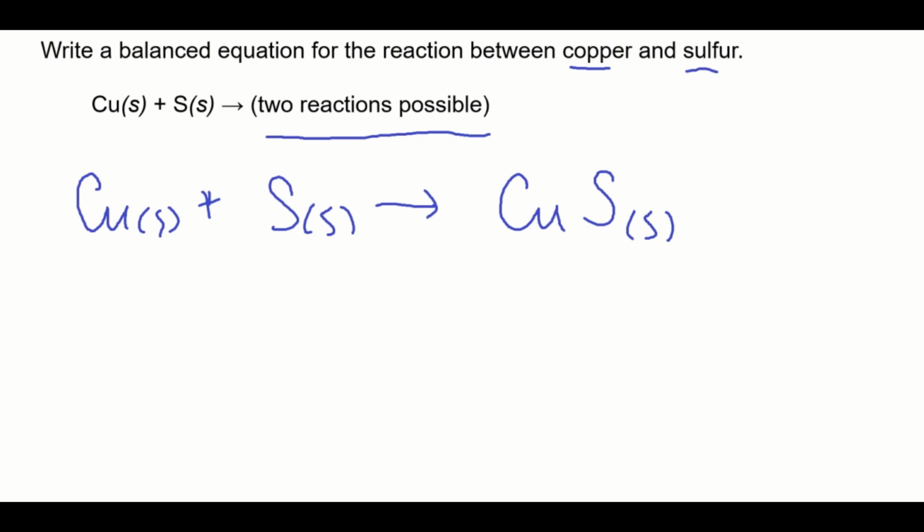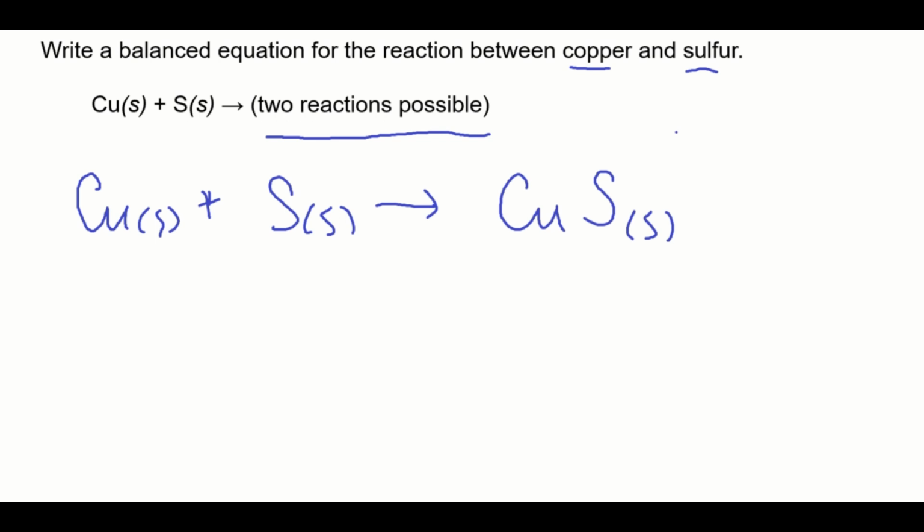So let's consider that this is a copper cation with a 2 positive charge. Sulfur forms 2 negative sulfide anions. You can crisscross these numbers to get the ratios of those ions. In order to make this a neutral compound, it has to be a 1-to-1 ratio. So in this first scenario, the equation is already balanced.